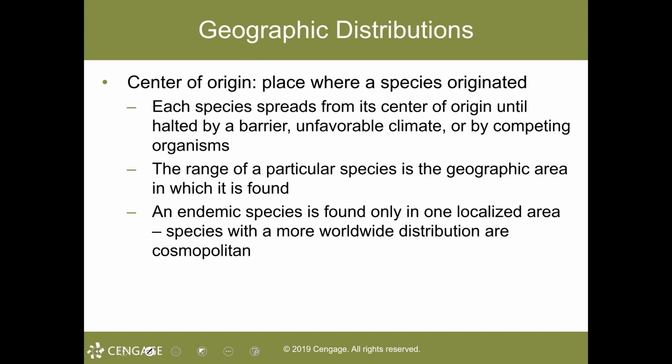So with geographic distributions, class, each species, of course, has spread from its center of origin until it was halted by a barrier, be it unfavorable climate or competition from other organisms. And the range of a particular species is that geographic area in which it's found. So an endemic species, class, is, of course, a species that's only found in one localized area, as opposed to a cosmopolitan species, which of course has a more worldwide distribution. And there are endemic species to the state of Alabama.